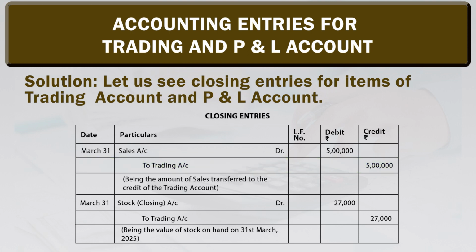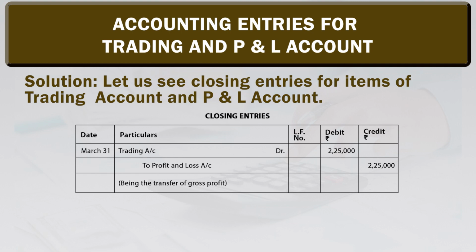Friends, the next item which is shown on the credit side of the trading account is closing stock. Closing stock always is to be obtained from our register, and in the adjustment we are given closing stock of 27,000 rupees. So, we have to pass the closing entry for closing stock also. So, stock account to be debited and trading account is to be credited by 27,000 rupees. Finally, friends, we will have profit in our trading account. So, trading account will be debited and profit and loss account will be credited by rupees 2,25,000.